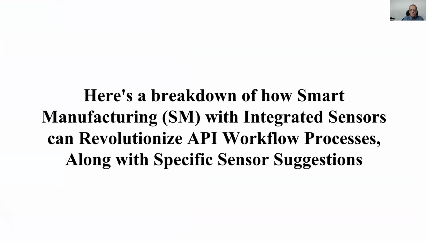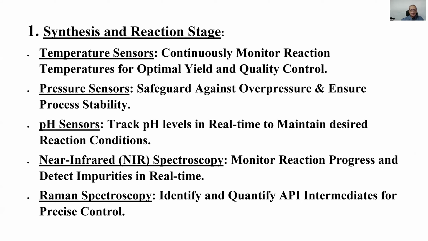So here is the breakdown of how I'm going to discuss. In smart manufacturing, we want to integrate various sensors to capture the data directly from the machines or the equipment, and see how it will revolutionize the workflows. Along with that, what are the specific sensors which we feel are normal, general? Of course, it all depends upon your plant to plant, but this is just to give you some brief idea or guidelines.